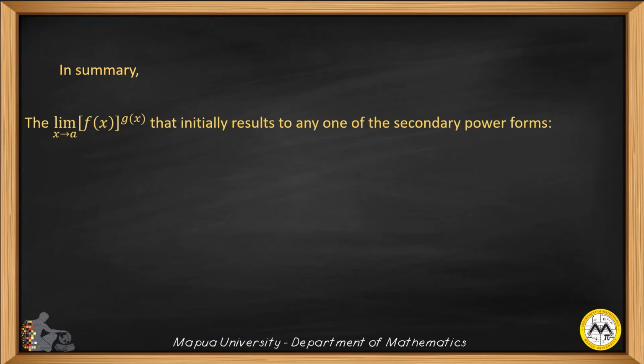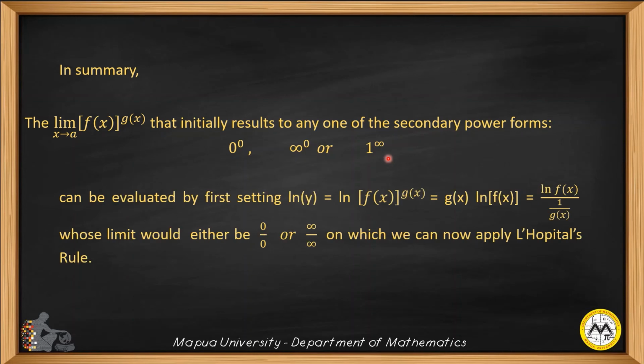So when we are given an expression f of x raised to g of x, whose limit as x approaches a assumes one of the indeterminate power forms, the 0 raised to 0, infinity raised to 0, or 1 raised to infinity, then evaluating the limit of the said expression would be done indirectly by evaluating the limit of ln y, where ln y is defined as ln of f of x raised to g of x, which also can be written as g of x times ln of f of x, or in terms of a fraction, is ln of f of x divided by the reciprocal of g of x.